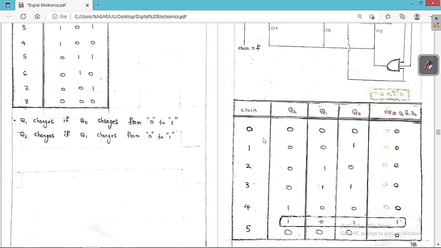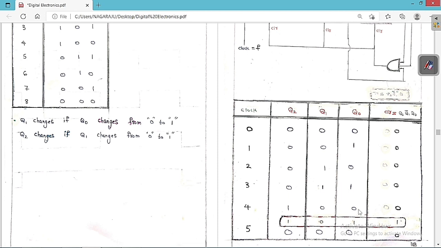Initially, when there is no clock signal, all are going to have 0, 0, 0. One important point here: Q1 varies only when Q0 changes from 1 to 0. Similarly, Q2 varies only when Q1 changes from 1 to 0. These are the triggering conditions. When Q0 is changing from 1 to 0, Q1 is changing from 0 to 1. So there is no change here, again 0 to 1, no change here.